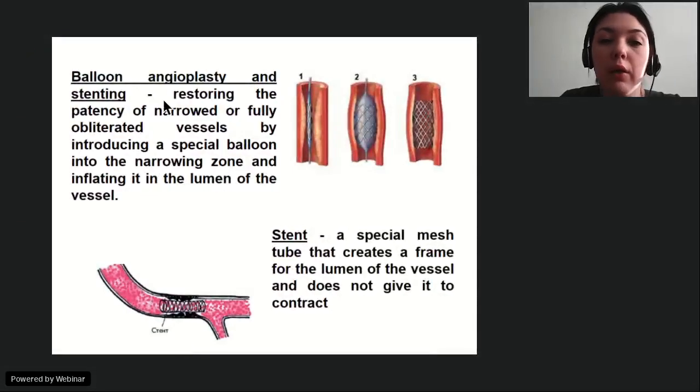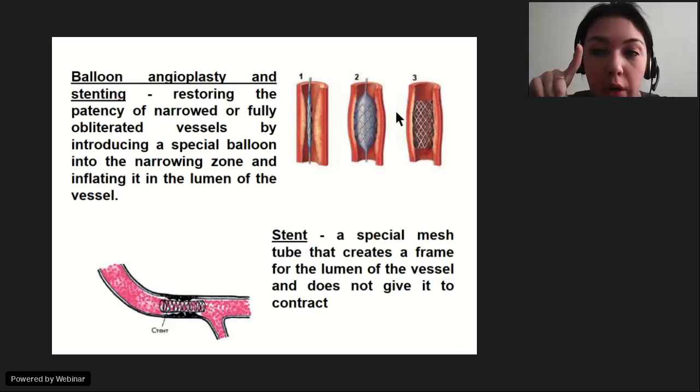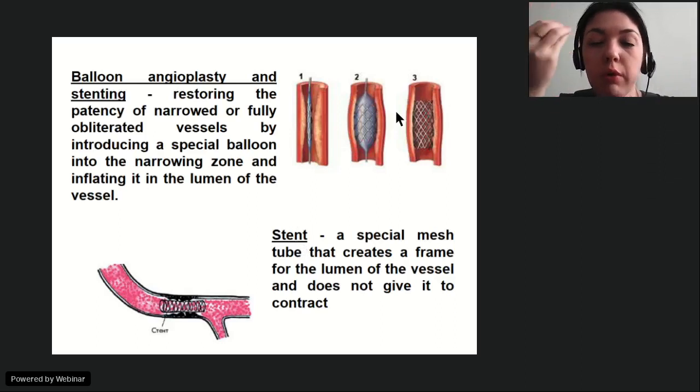So balloon angioplasty first, and stenting. This is restoration of the patency of narrowed or fully obliterated vessels by introducing a special balloon into the narrowing zone and inflating it in the lumen of the vessel. So it is balloon angioplasty. We reach the place of obstruction with this balloon. We inflate the balloon, we deflate the balloon, and we remove the balloon.